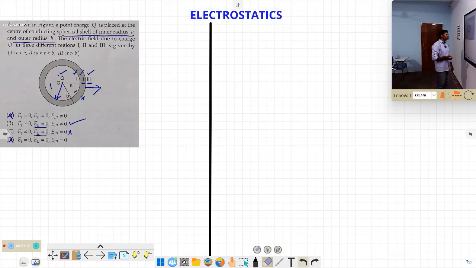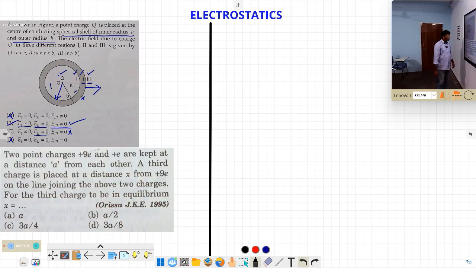So which option is correct? The electric field in the first region exists. The electric field in the second region, the metallic conductor, inside is zero, and outside it is present. So the second option is correct. Now this question is related to the equilibrium condition, you can see this equilibrium. This is from a previous IIT JEE exam, 1985. Here 2 point charges plus 9E and plus E are kept at a separation of A.